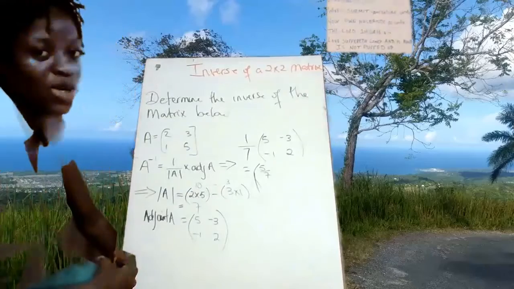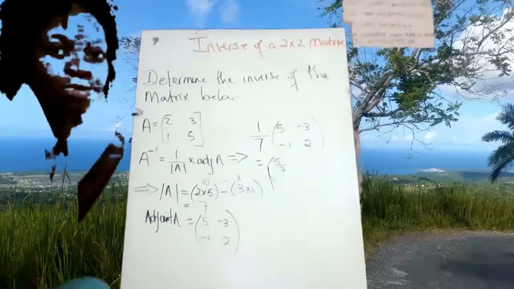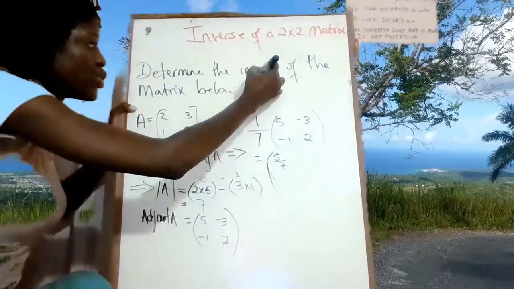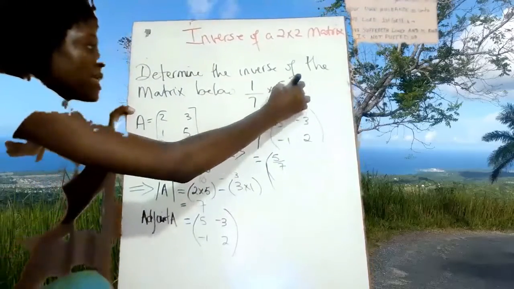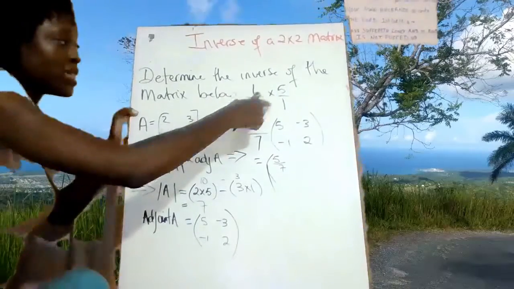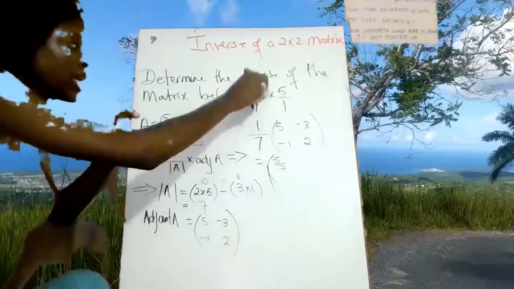And just in case you're wondering why, let me show you. 1/7 multiplied by 5, which is the same as 5/1. You're going to end up with 5 times 1, 5, 7 times 1, 7. So it would give you the 5/7. So that's how we know for sure, right?